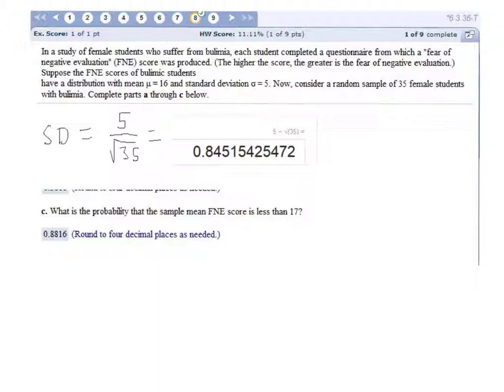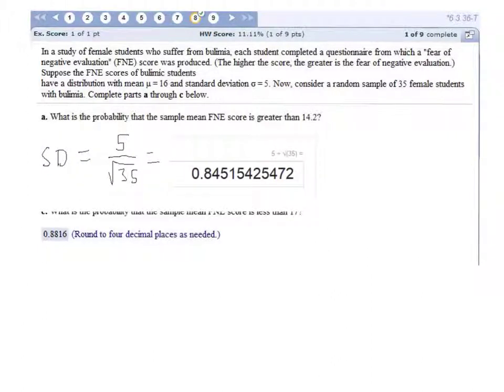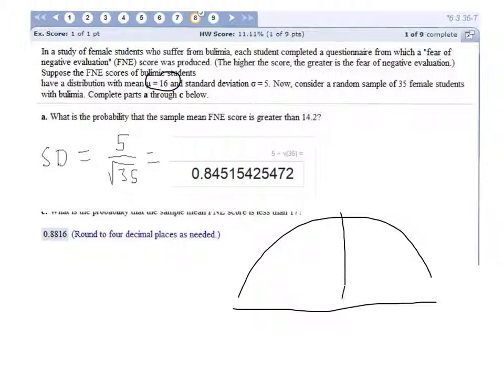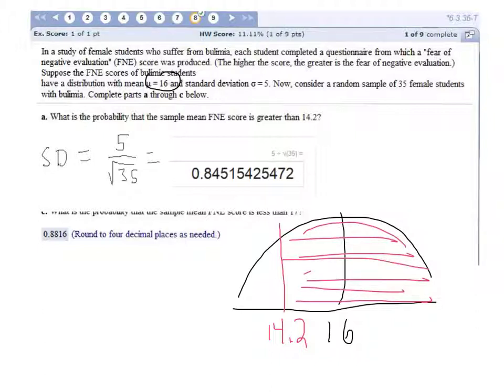Then we're going to apply this to the problem. For part A, they're asking what's the probability that a sample of 35 people will have an average greater than 14.2? Well, for this distribution, we know the middle is the same as the population mean of 16. And we want to find the probability of getting a sample of size 35 with an average greater than 14.2. So here's where 14.2 falls in relation to the 16. And we want to know greater than that, so we're going to shade to the right.